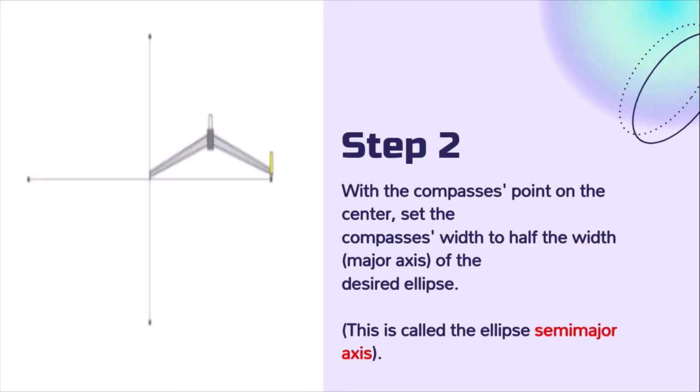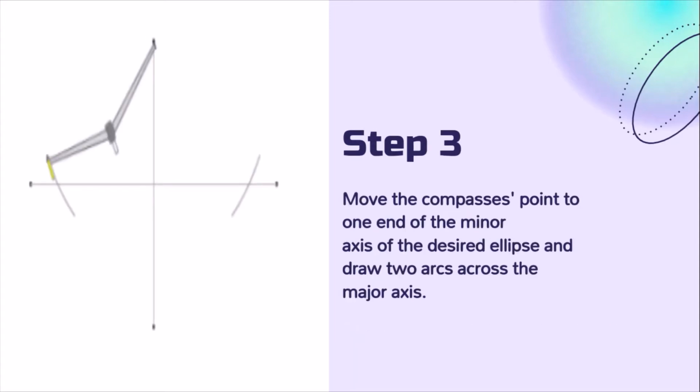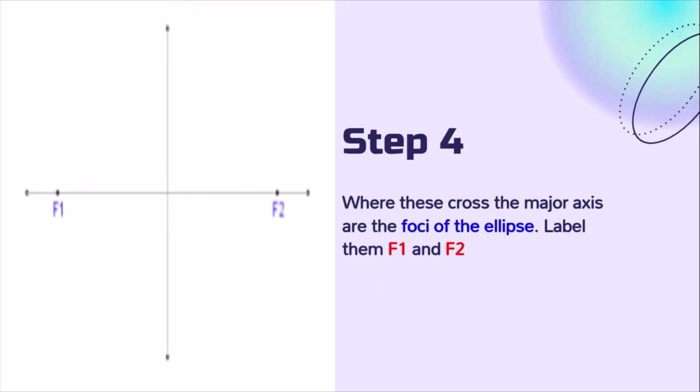Step 2. With the compasses, point on the center. Set the compasses width to half the width of the major axis of the desired ellipse. This is called the ellipse semi-major axis. Step 3. Move the compasses. Point to one end of the minor axis of the desired ellipse and draw two arcs across the major axis. Step 4. Where these cross the major axis are the foci of the ellipse. Label them F1 and F2.